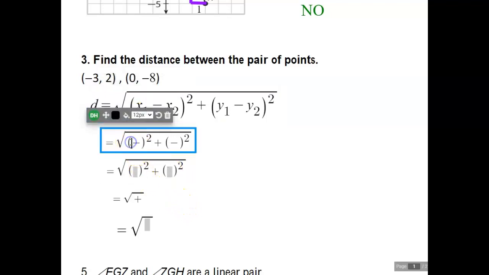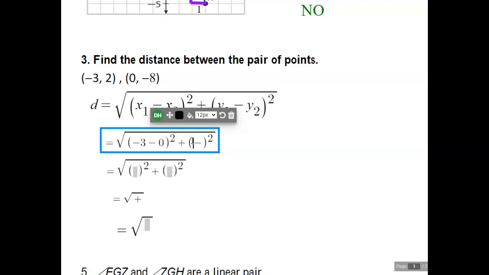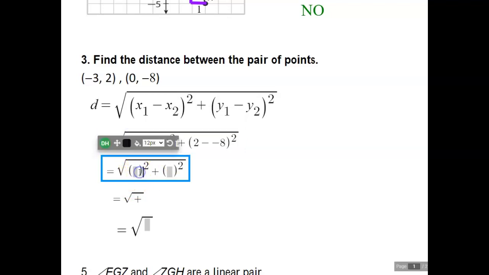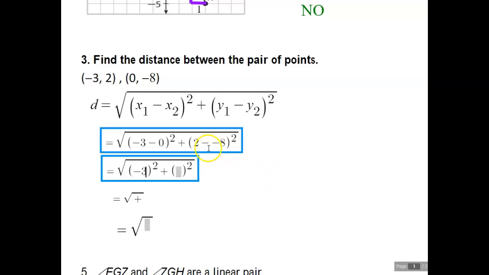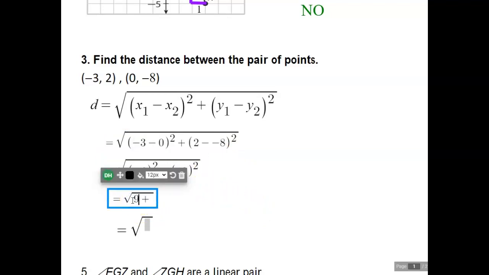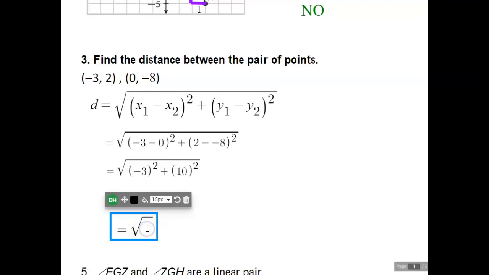So my 2 x values are going to be -3 and 0. So I'd say -3 and 0. My 2 y values are 2 and -8. So we have -3 minus 0, which is -3. We have 2 minus -8, which is +10. Right, so that comes out to 9 plus 100, which is the square root of 109.